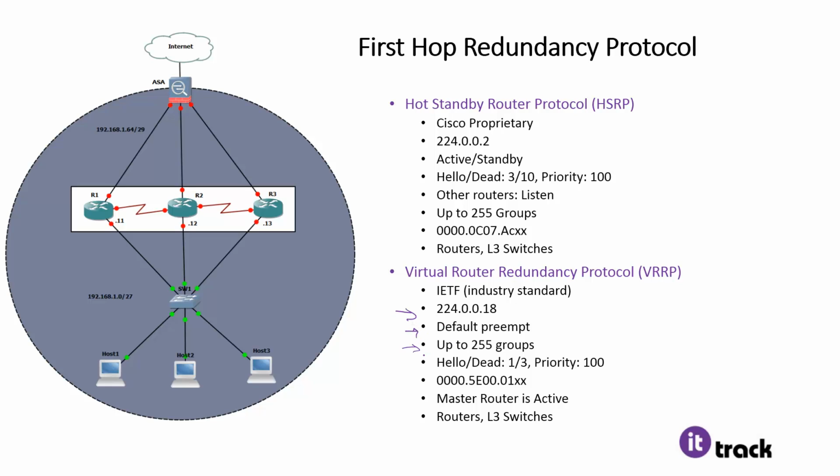It's the same in terms of how many groups you can have per interface. The hello and dead timers are different. The default is 1 and 3 seconds, and actually, I think this is a better default to have. I think 3 and 10 seconds is kind of long. Priority is the same as HSRP, the default is 100. This, of course, is different.